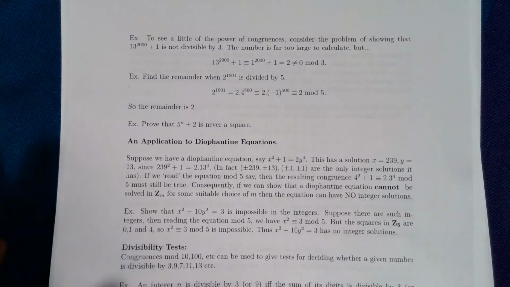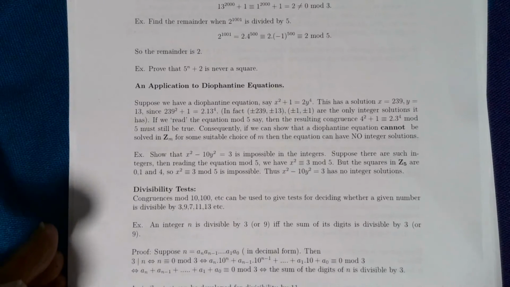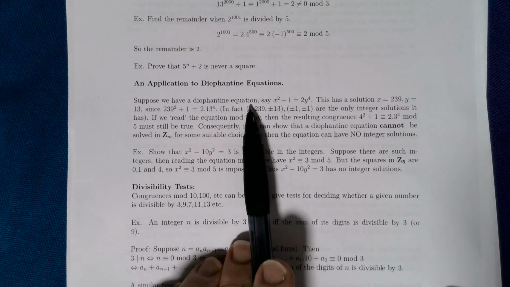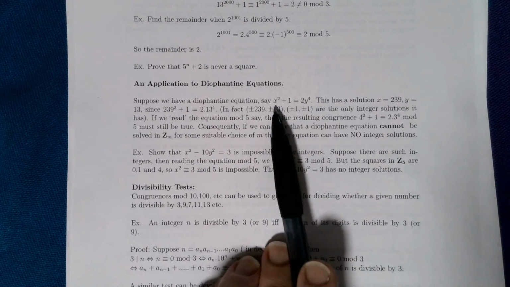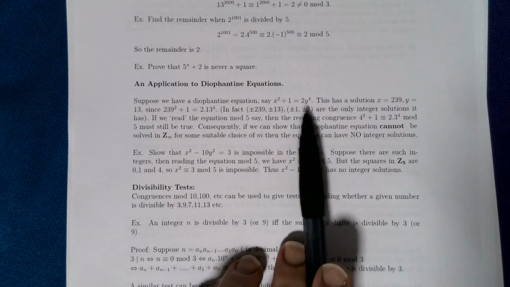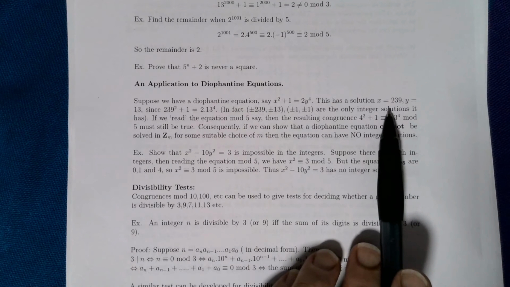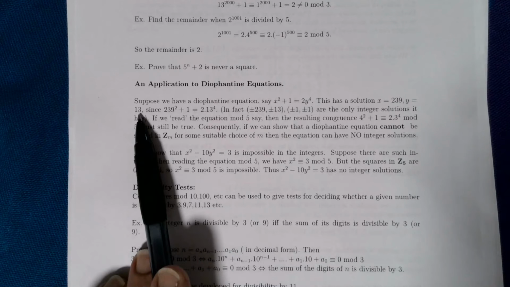A slightly more sophisticated example is applications to Diophantine equations, and this is where it really gets quite pretty. So suppose we have a Diophantine equation, so here's one here, x squared plus 1 is 2y to the 4th. Now this one is a very famous equation. It's called Ljunggren's equation, and it has been solved. And we know what the solutions of this are. There's only 2 of them. There's, in fact, x is 239 and y is 13.